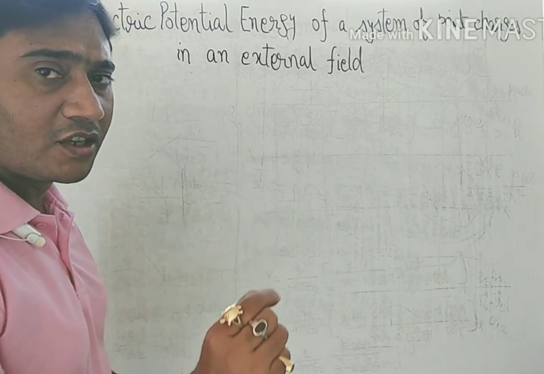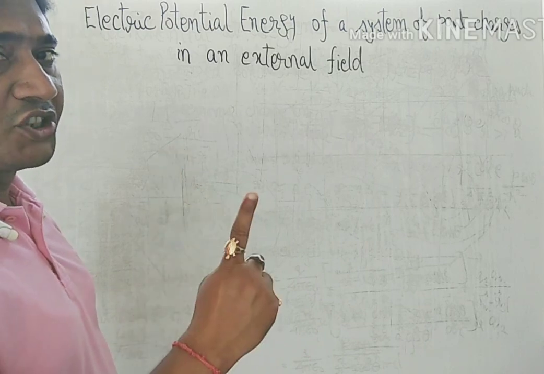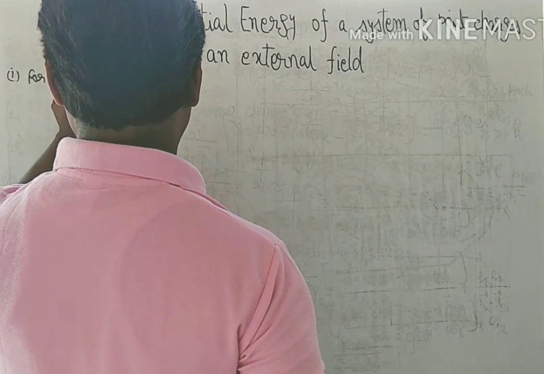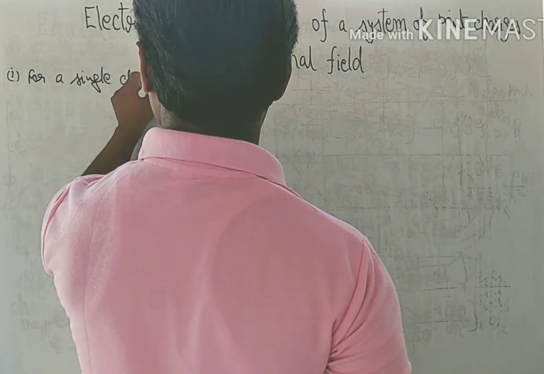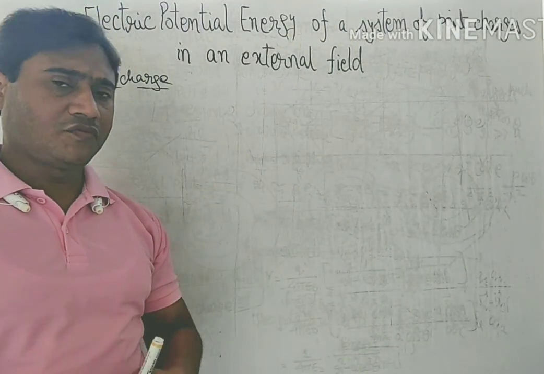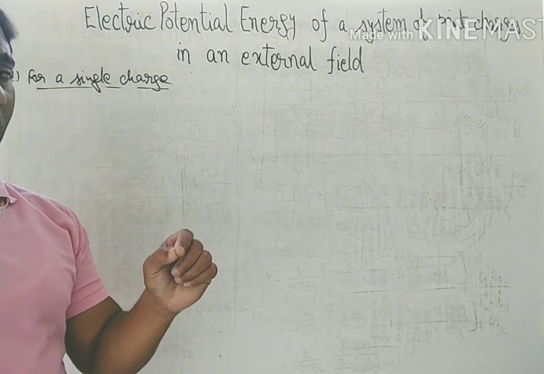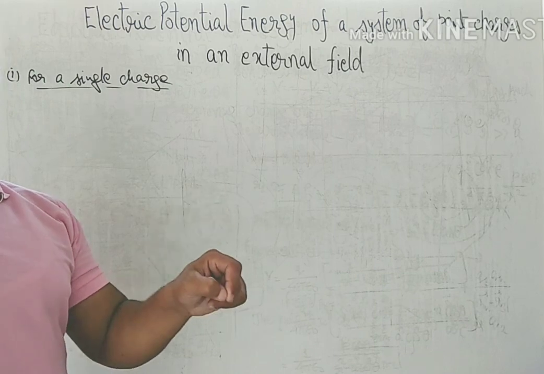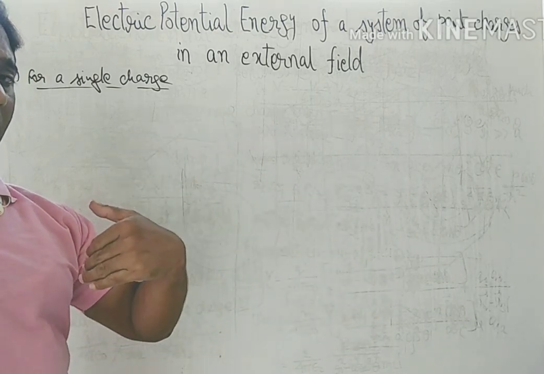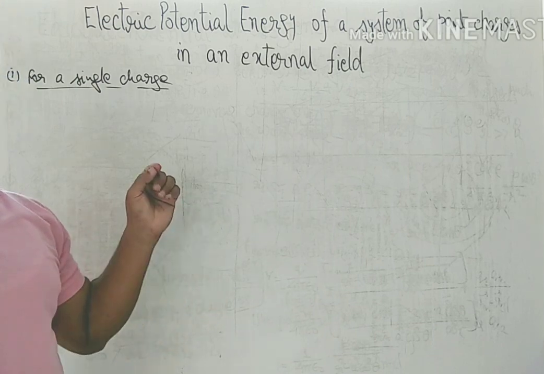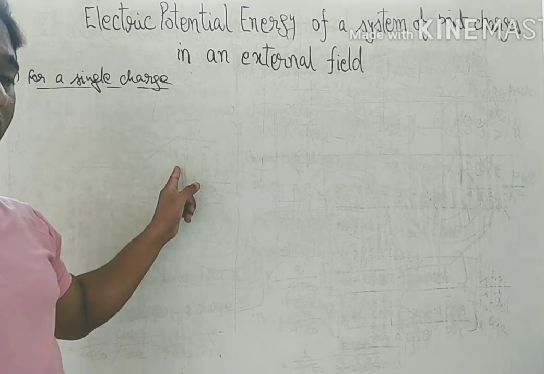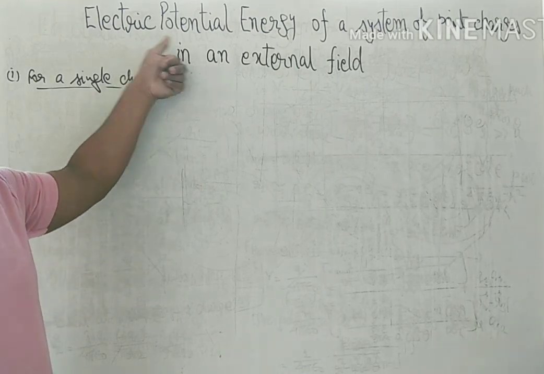So let's proceed. First we calculate the electric potential energy of a single point charge. As we have an already existing external electric field, obviously at a certain point in that electrostatic field there will be an electric potential, and that potential will be used when the first charge Q1, say, is brought from infinity to that point. The work done will be the charge times the potential at that point, and that work done will be the electric potential energy.